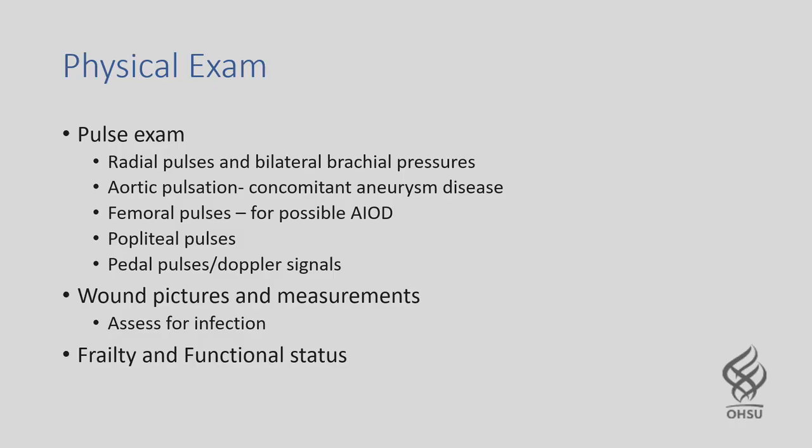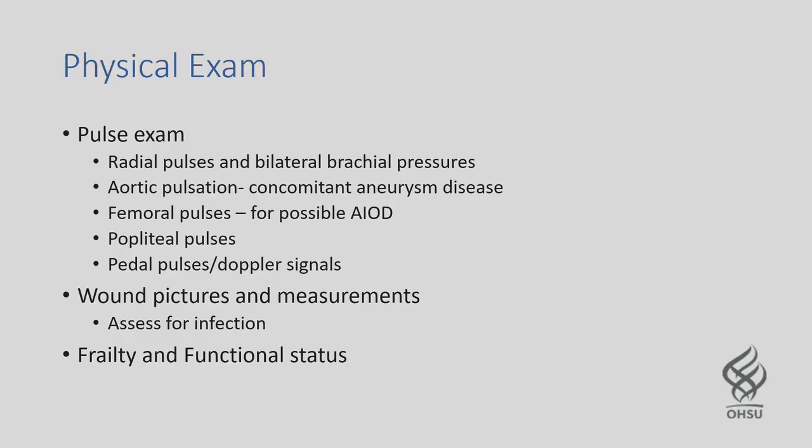So my typical physical exam on these patients is obviously a pulse exam in addition to a thorough head-to-toe exam, but focusing on the vascular exam, I'm checking radial pulses. I want to know their bilateral brachial pressures. These patients with atherosclerotic risk factors have risk of subclavian artery stenosis, so they may have a brachial pressure gradient between one arm and the other, and maybe we're using the wrong one.